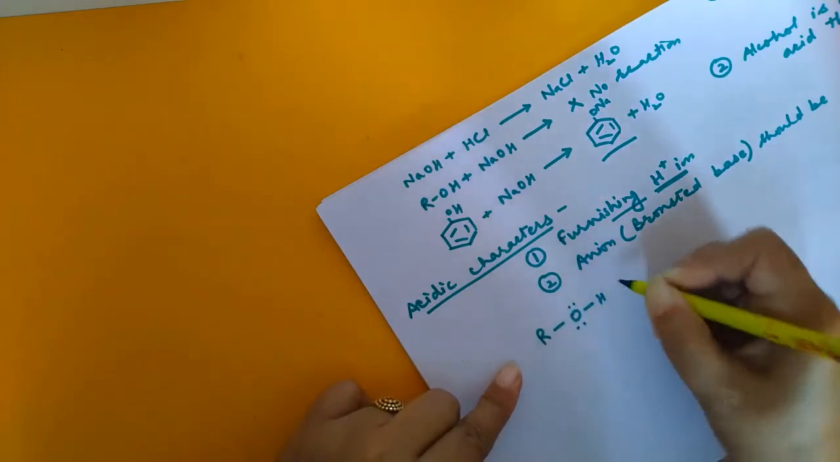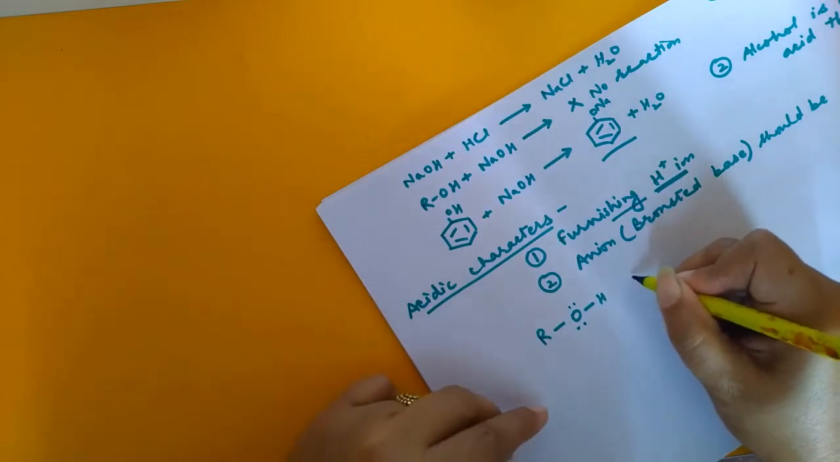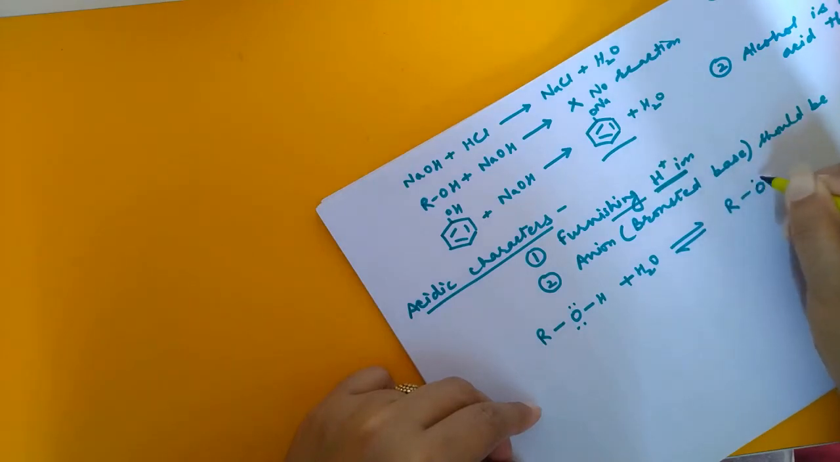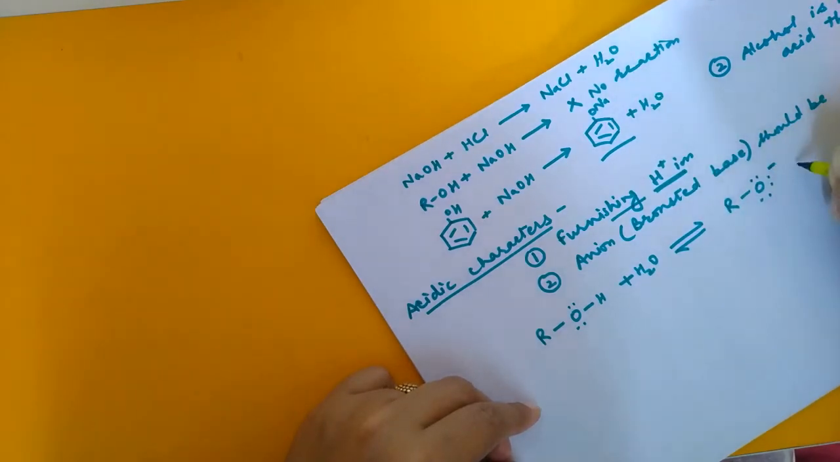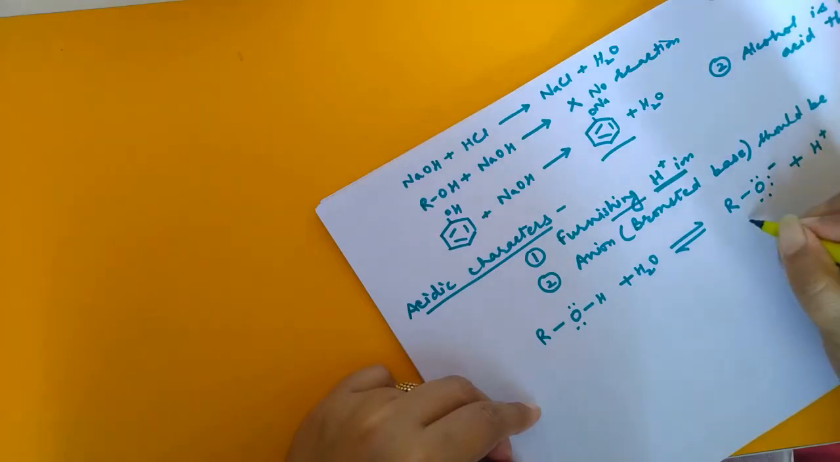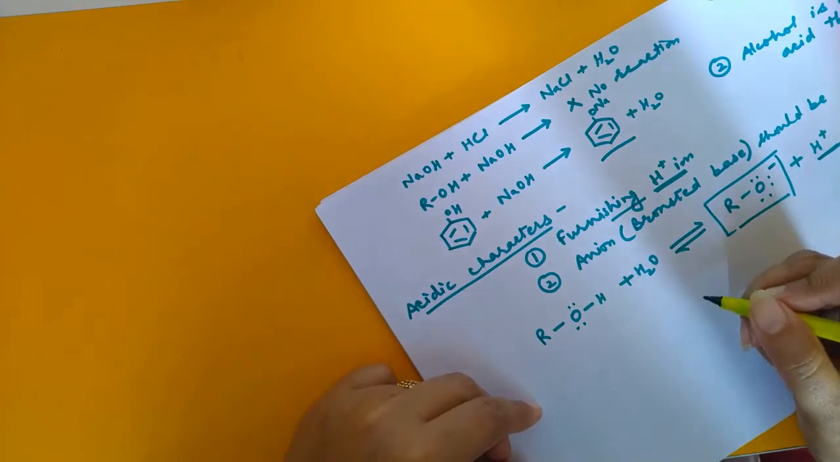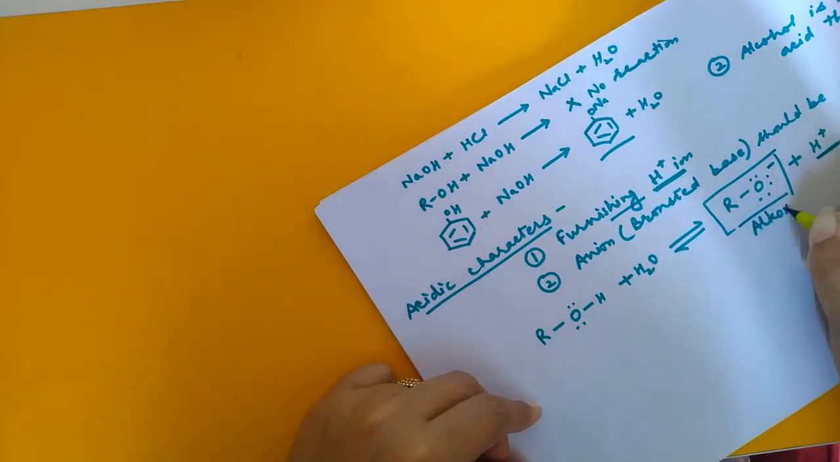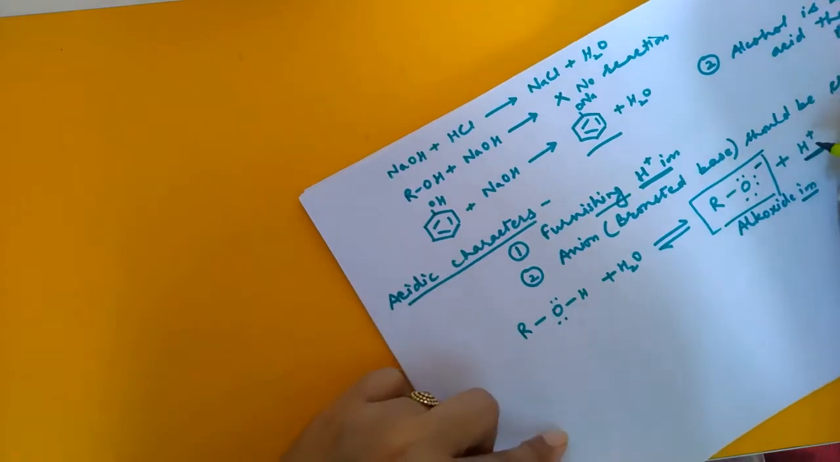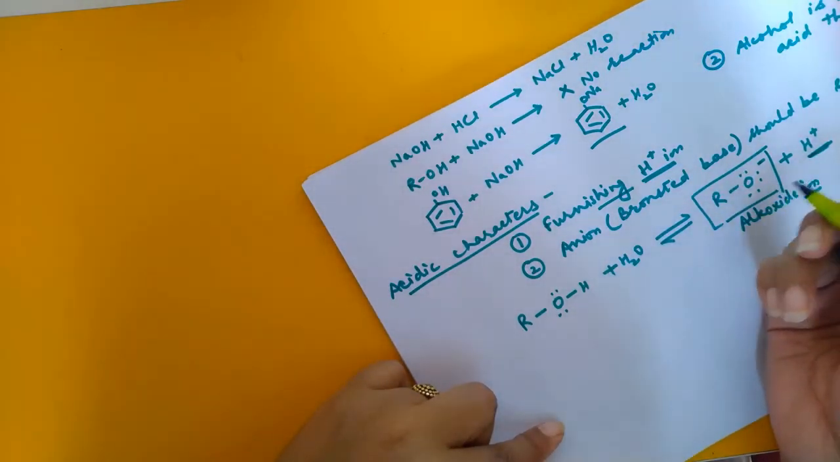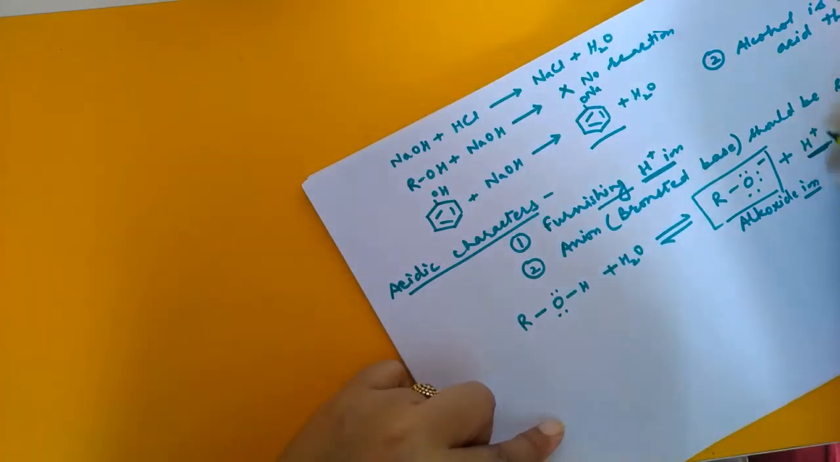ROH will dissociate to give RO-, that is alkoxide ion with a negative charge, and hydrogen ion. So this is the Bronsted base formed and hydrogen ion is furnished. This is the alkoxide ion formed. So the first condition is fulfilled, that hydrogen ion should be released, or you can say proton should be given out. That is given out by alcohol, and this supports why alcohol is acidic in nature. But why is hydrogen ion furnished?